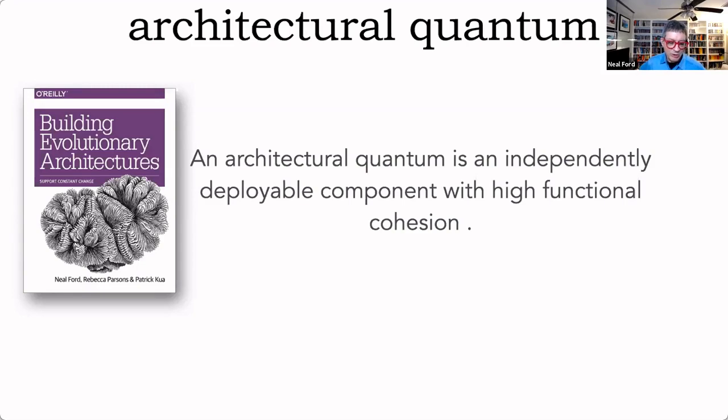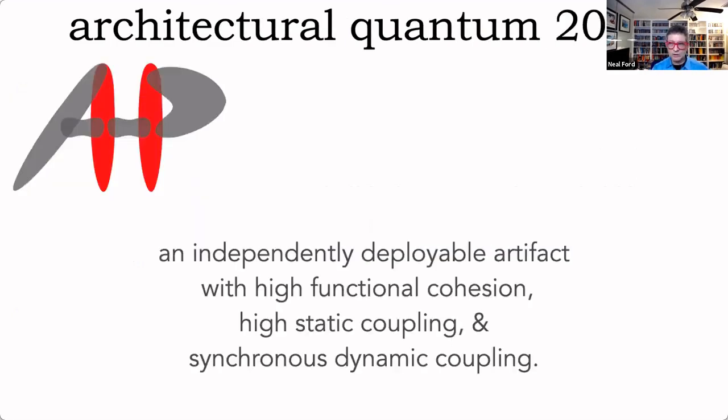And so toward that end, we created this new measure called an architecture quantum. And here was our definition in the Building Evolutionary Architectures book. An architectural quantum is an independently deployable component with high functional cohesion. But once that book came out, we continued to use this quantum idea as an analysis technique. And it turns out it's very, very useful because, well, for several reasons I'll get into.